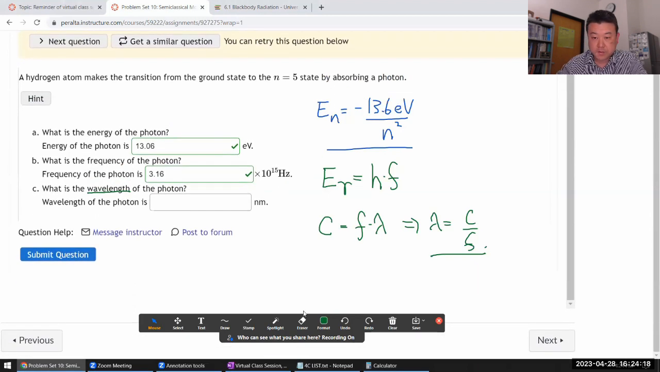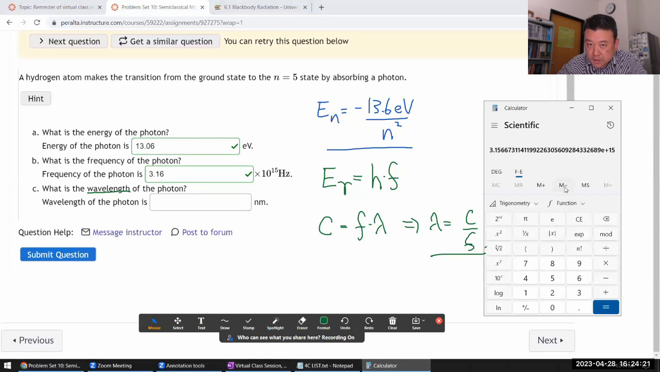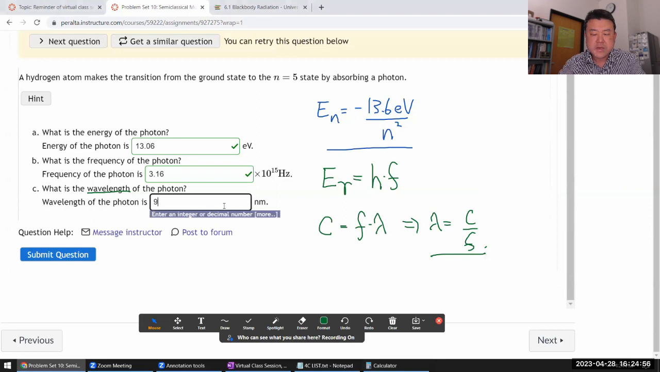And the wavelength would be, all right, I got this frequency. Let me store that into memory. And I get speed of light divided by frequency for wavelength. Speed of light is 3 times 10 to the power of 8 divided by the memory recall. So yeah, pretty sure 9.5 times 10 to the minus 8. Oh, I needed it in nanometers. There are 10 to the 9 nanometers in 1 meter. So let me just multiply this by 10 to the power of 9, or 95.04, or 95 nanometers.